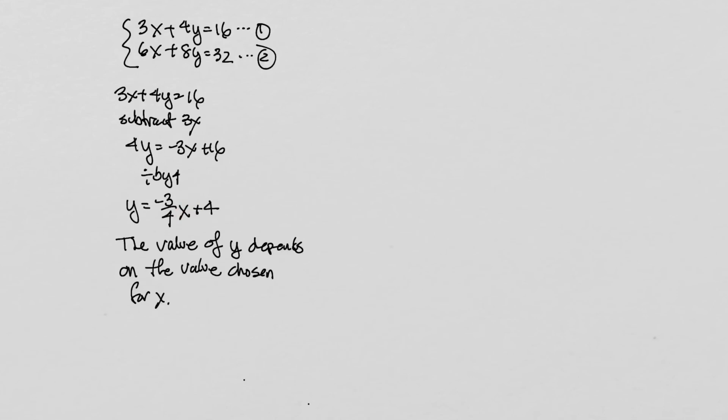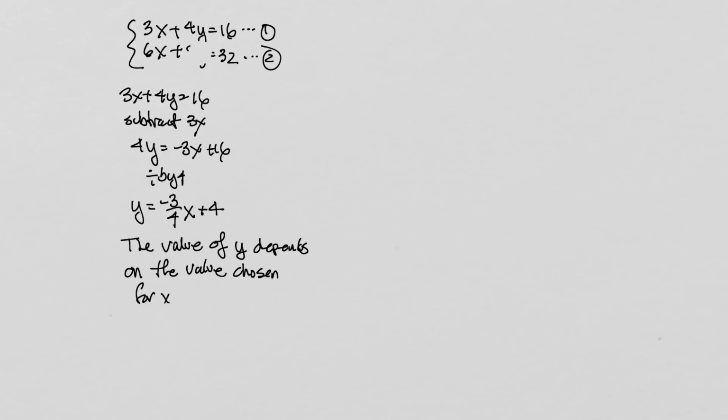Let's just try a couple. We'll choose some nice values for x to make it work out nicely. If x is equal to 0, and I'm just picking 0 because it's easy to work with, then y is going to be negative 3/4 of that 0 plus 4. That goes to 0. y is equal to 4. And our solution will be this ordered pair: 0 for x, 4 for y.